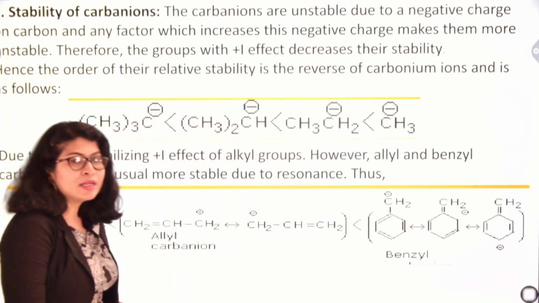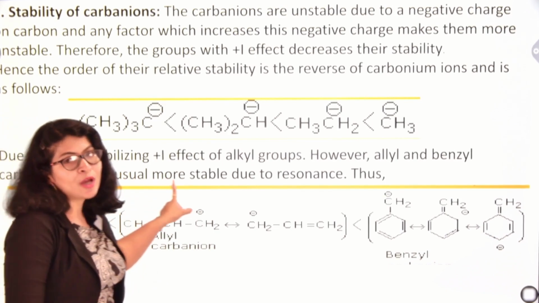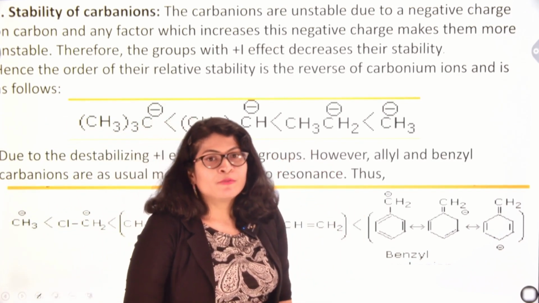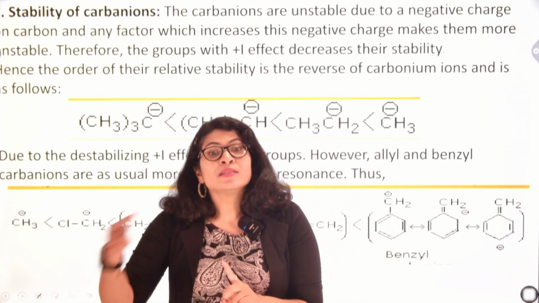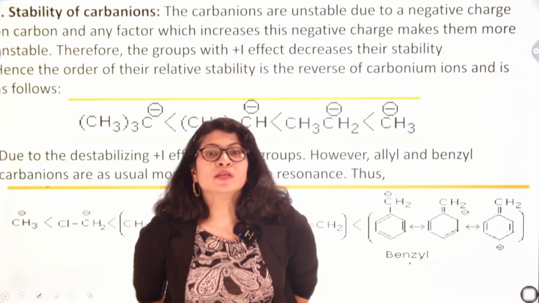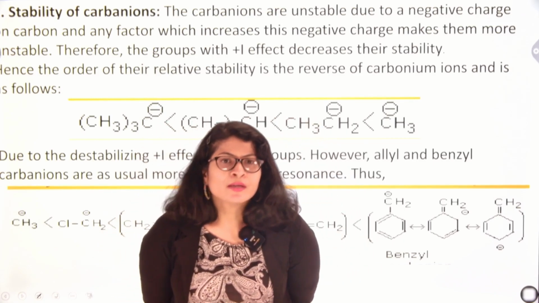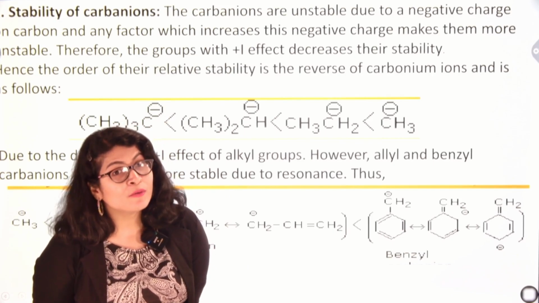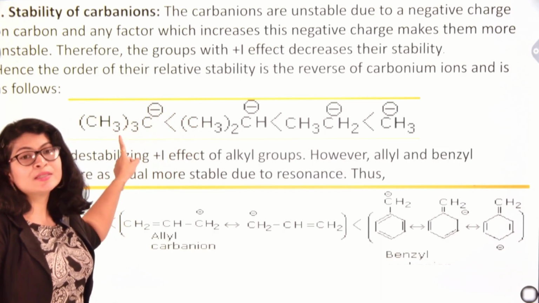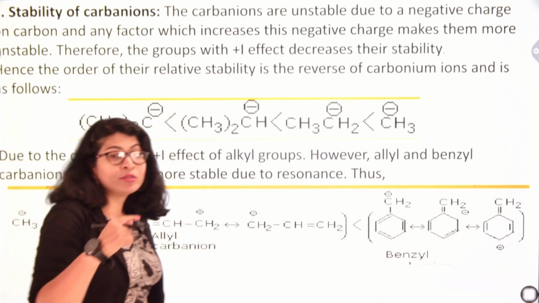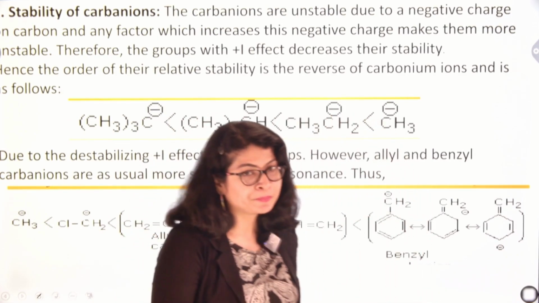So, the carbanions are unstable due to negative charge on carbon atom, and any factor which increases this negative charge makes them more unstable. Therefore, the groups with a plus I effect decrease their stability, but minus I, the ones that pull electrons from the carbanion, increase their stability. So plus I effect decreases their stability, hence the order of stability is the reverse of carbocation. Here 3 degree is least stable because of greater number of electron donating alkyl groups. The order is just the reverse of carbocation.